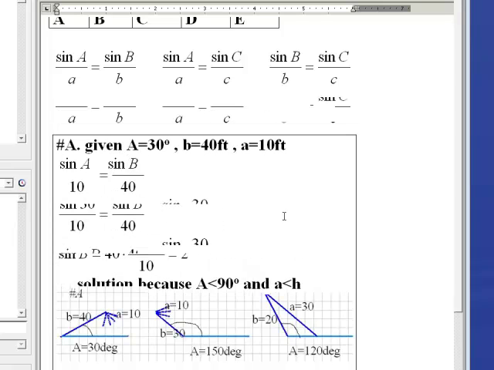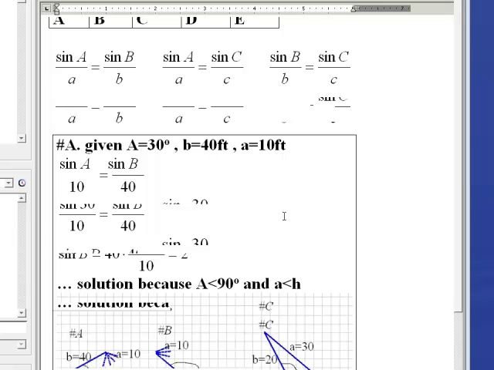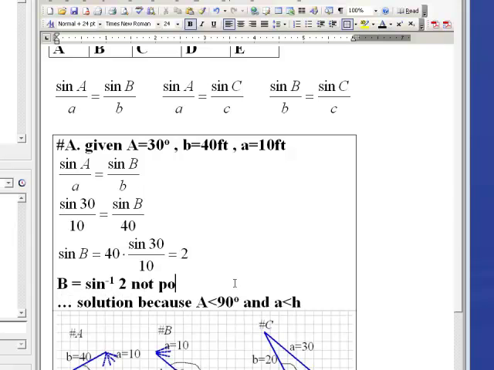And then, in order to get the angle B, we take the inverse sine of 2, and we know that that is not possible, undefined. Okay, what happened here? Well, for one thing, we do come up with an impossibility here. We can't take the inverse sine of 2.